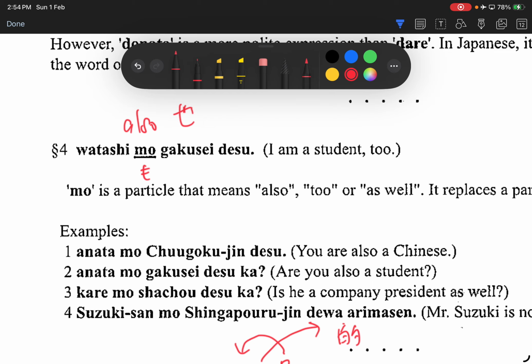So we are going to learn a lot more particles from now on. But whenever you want to say, oh, I also live there, I also go there, if you want to use the also particle, the も particle, it will take over a lot of the other particles. So in this case, it already took over the wa particle. It has higher priority.